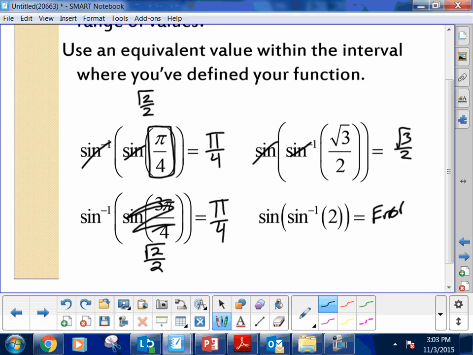It's saying that if this value is on the inside, if this value is on your unit circle, then you could just cancel. But I can't do that. Well, because when you look at your inverse unit circle for the square root of 2 over 2, it's going to be pi over 4. Okay, because you got to go back and reference back to your inverse unit circle.